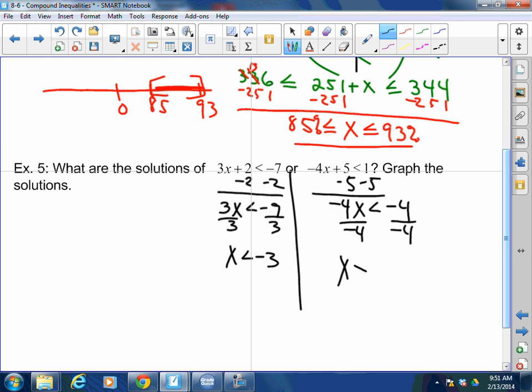I will say, remember, I divided by a negative. It's not to a negative, it's by a negative. So boom, right here. I got my negative 3, and I got my 1. X is less than negative 3. X is greater than 1. Ping, pong, boom, done. Bye-bye.